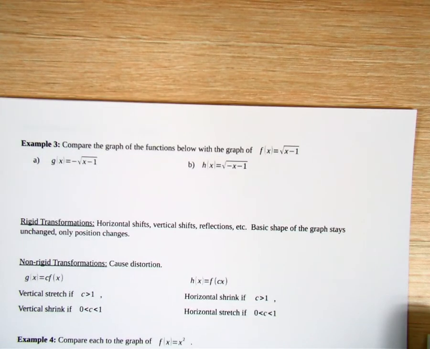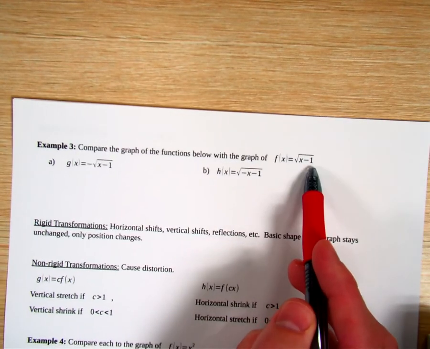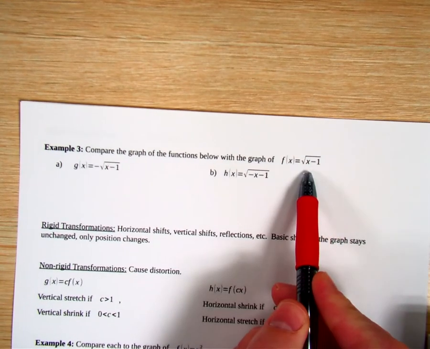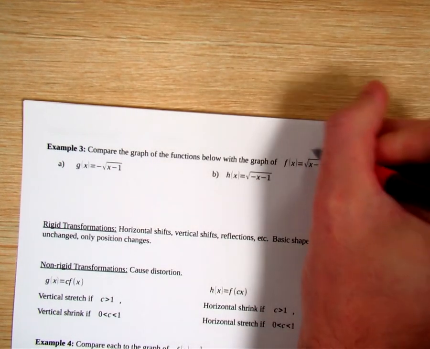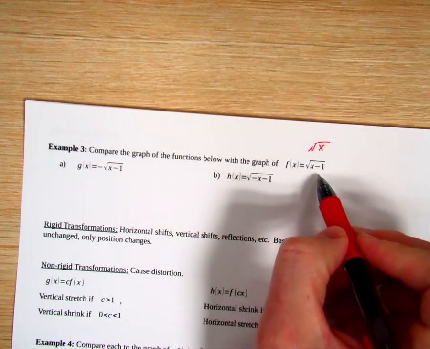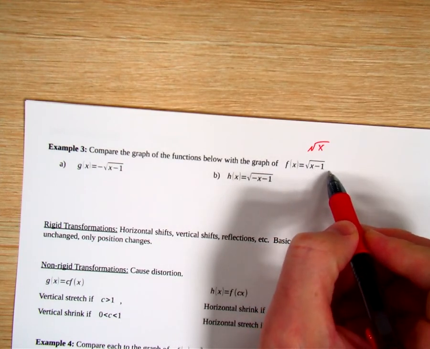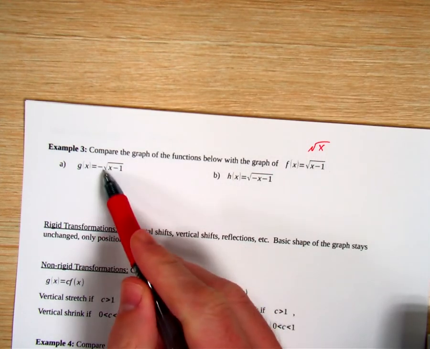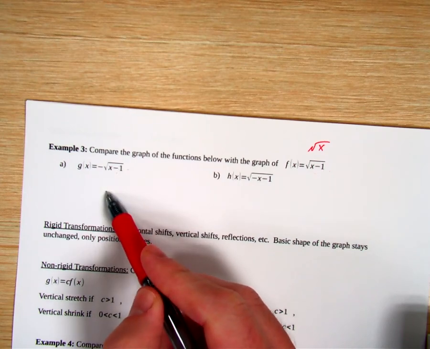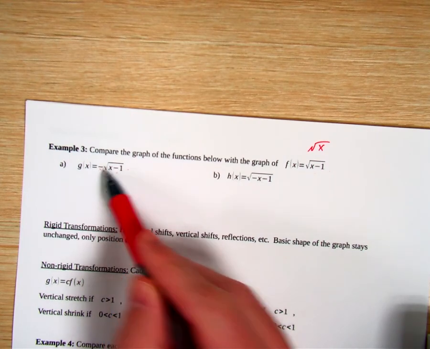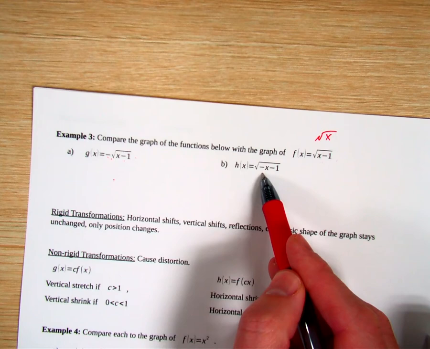Here's a fun one. Now we're going to see that negative on the inside. We're going to graph all 3 of these. Square root of x minus 1. Well, first off, what about just the square root of x? This is going to be slid over 1 unit to the right. This one's going to be 1 unit to the right and upside down from the negative on the outside. Here's the negative on the inside.